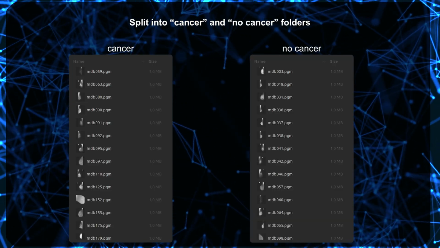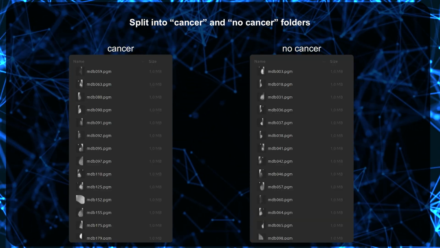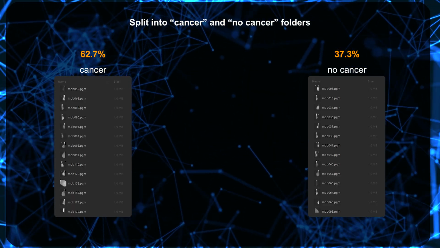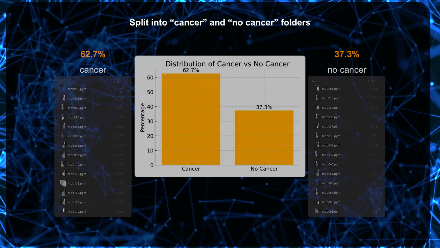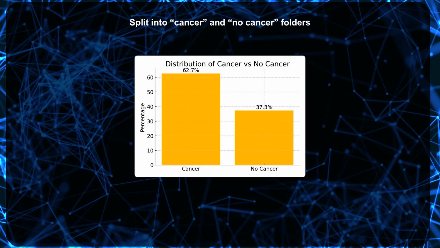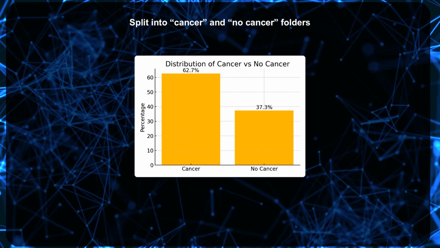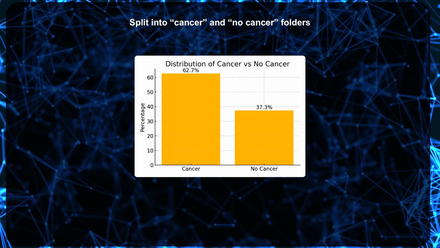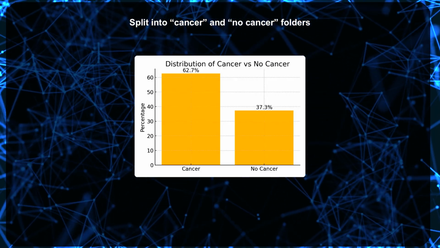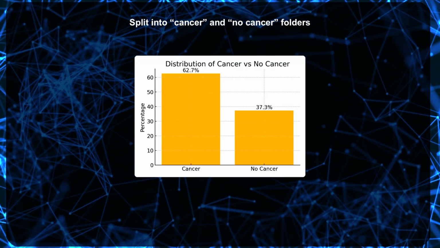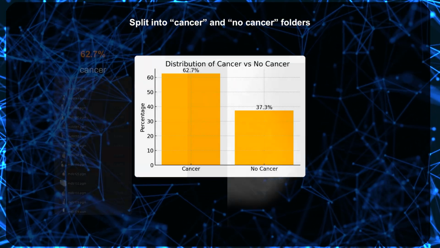First, we organize the images into two folders, cancer and no cancer. After performing an initial exploration of the data, we can observe that the dataset is imbalanced, with 62.7% of the cases belonging to the cancer class and the remaining 37.3% to the no cancer class. This can be a problem when training the model, since if one class is predominant, the model may fail to correctly learn how to classify the less represented class.